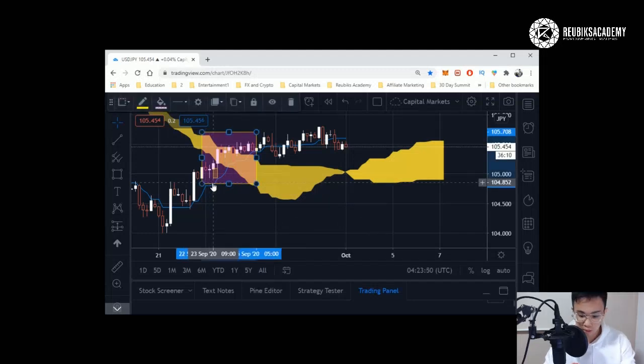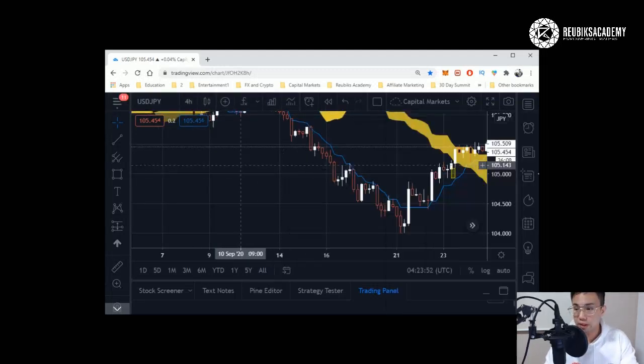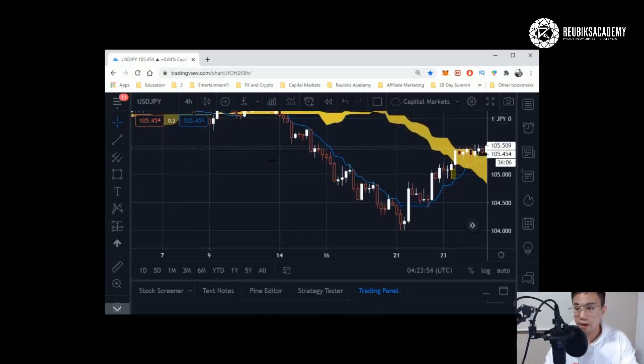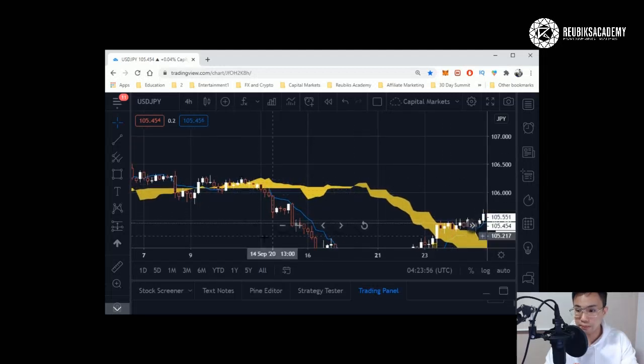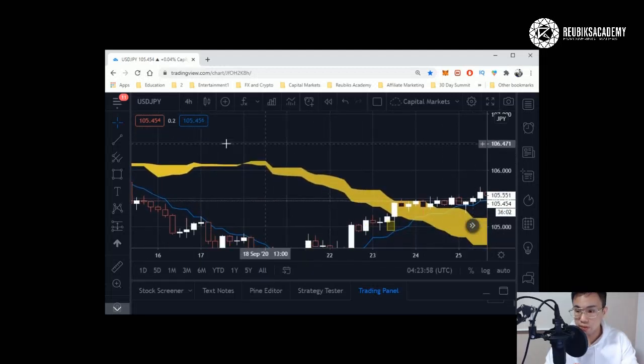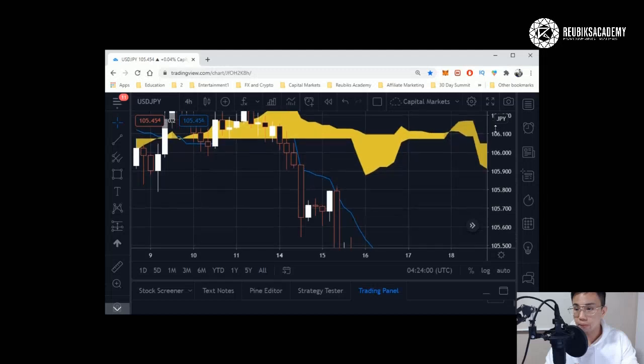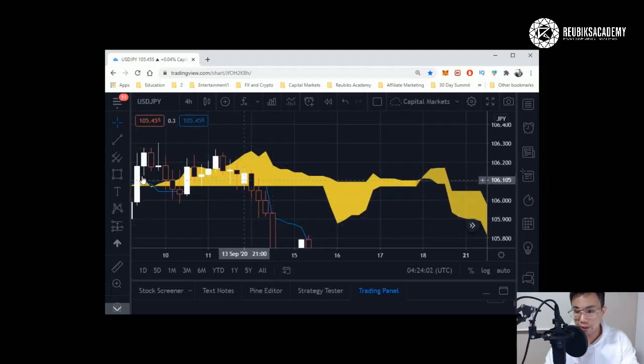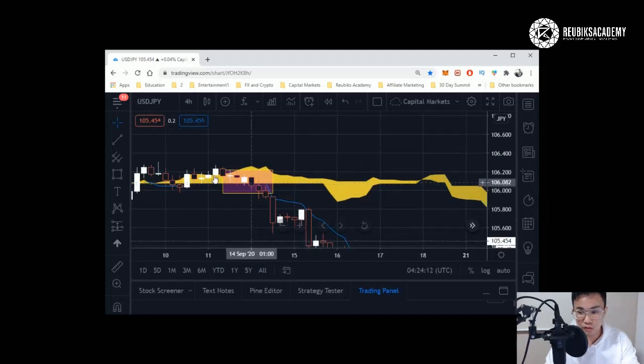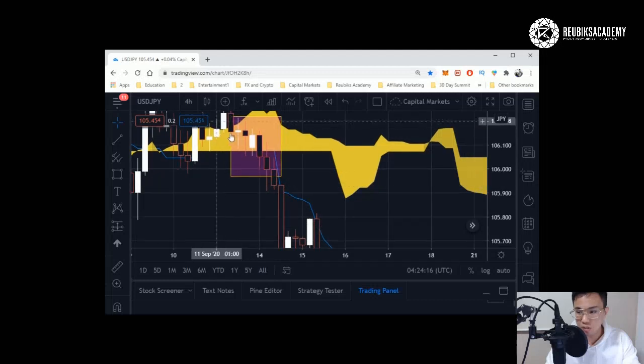Let's go for another example. This is a very good example. In this case, what do you see happen? You see that the prices break from above the cloud to below the cloud. This is a breakout, from left to right. Never go from right to left, always from left to right, because we are proceeding forward in time. So the candlesticks break below the cloud.